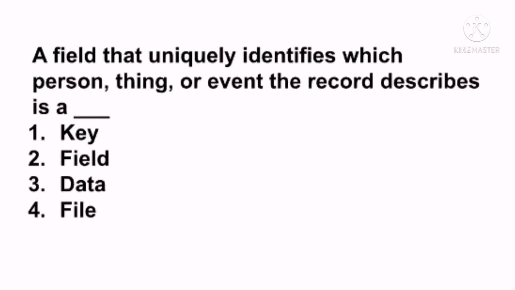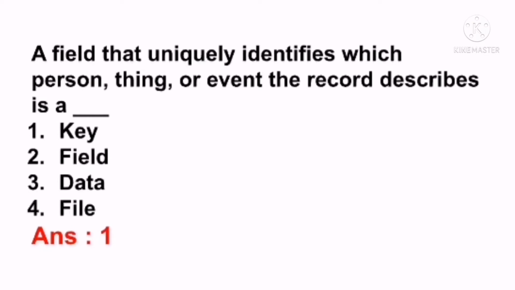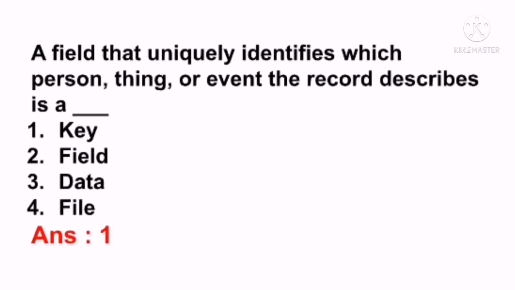Okay. Next, a field that uniquely identifies which person, thing, or event the record describes is a dash. Your options are, first one key, second one field, third one data, fourth one file. So the correct answer is key. A key is nothing but it uniquely identifies whether it may be a person or a thing or an event. Okay, that is called a key.